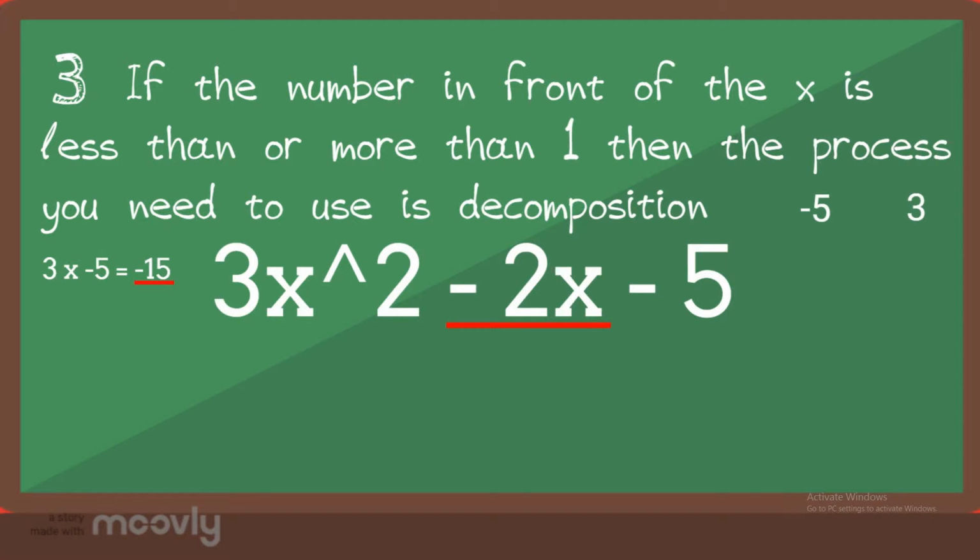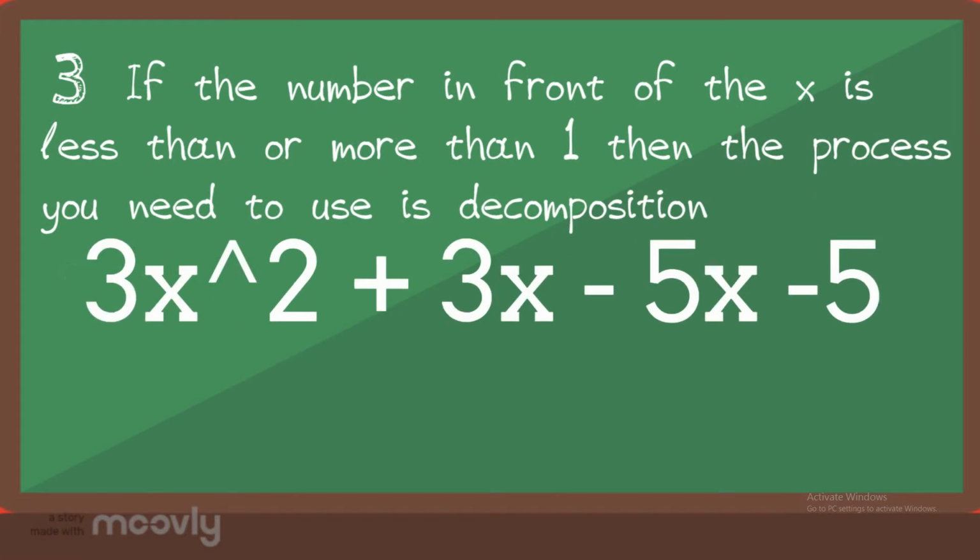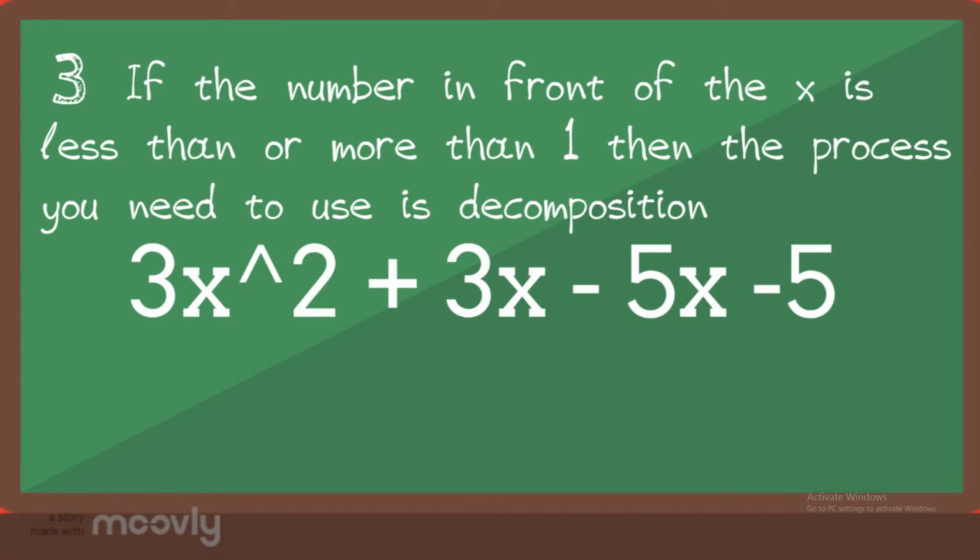So now we have those 2 new numbers, we can go on to make our final expression. In our final expression, we will replace the minus 2x with positive 3x and minus 5x. This will help us solve the expression and fully factorize it later on. And that is why we've replaced those numbers. To go on to the next stage of decomposition, and listen carefully, we need to divide this expression into 2 single individual expressions. Those individual expressions will be 3x squared plus 3x and minus 5x minus 5.